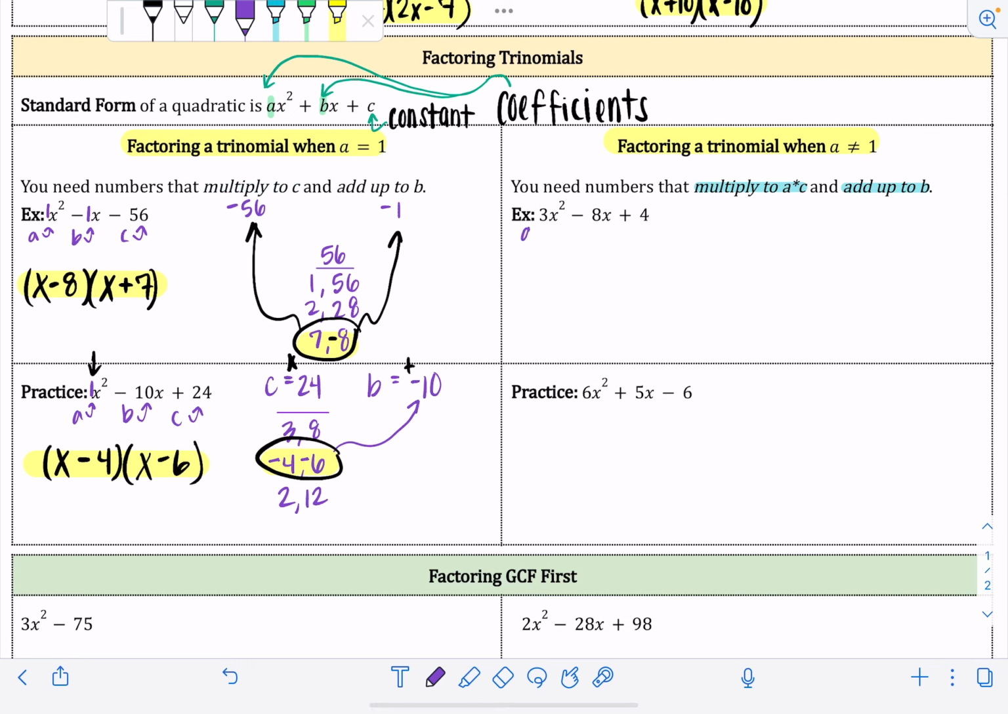Okay, so A is 3, so we've got to use this way. B is negative 8, C is 4. So first I'm going to do A times C, which is 3 times 4, so that is 12. And then B is negative 8.